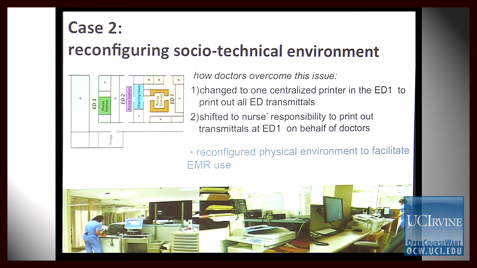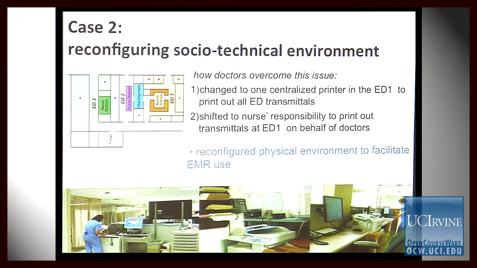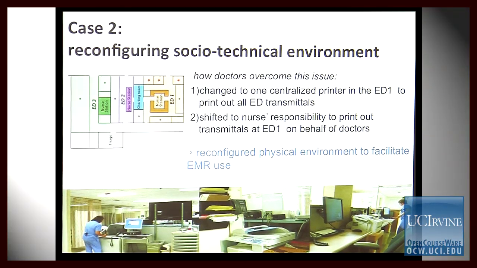As a way to solve these issues, obviously, they're not able to change the EMR system, where the things should print to. Instead, they changed the printers. So there's only one central printer in the emergency department afterwards. So wherever you print, it always goes to this central printer. So there won't be issues like, I don't know which unit I should pick up my transmitters.